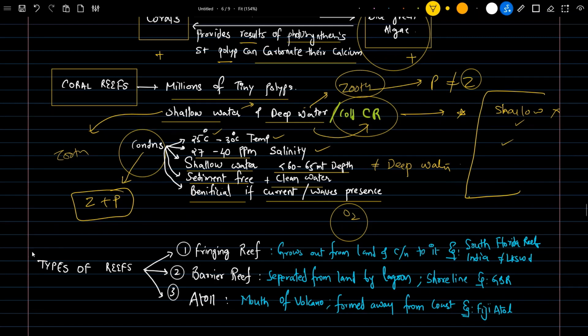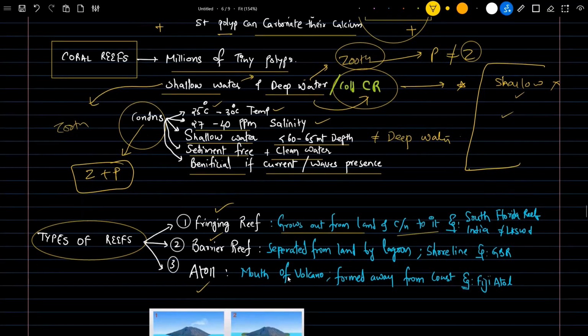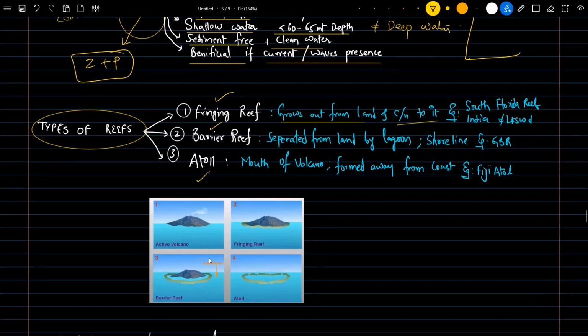Next, let's understand the different types of coral reefs. First is the fringing reef, next is the barrier reef, next is the atoll. What does a fringing reef mean? It simply grows out from the land and is connected to it. Let's understand it here with this example.